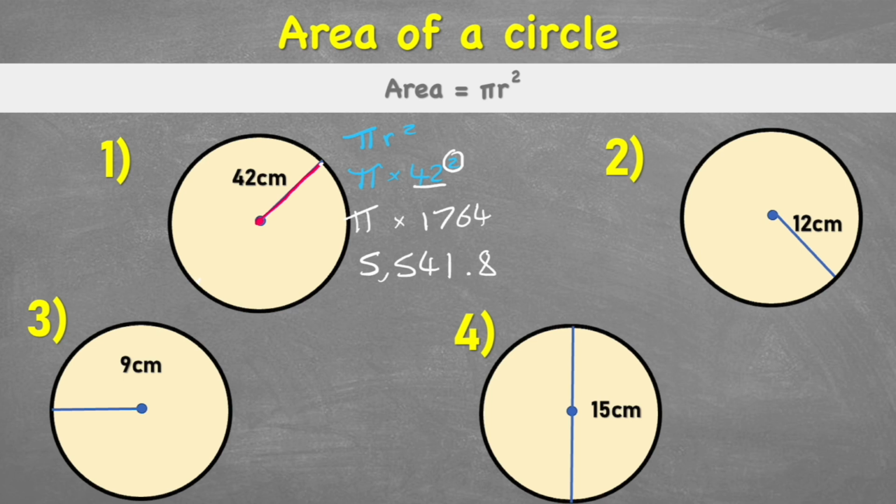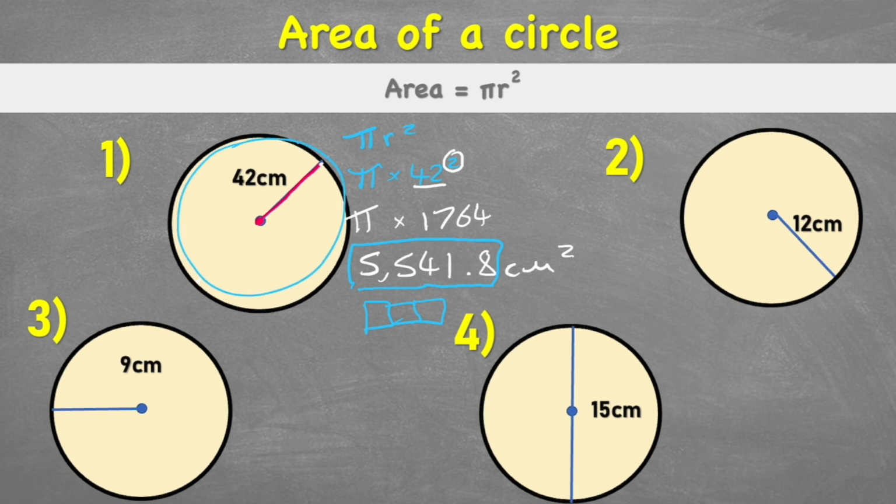Okay, so we got our first answer, 5541.8 centimeters squared. Because what this answer is telling us is that we would need 5541.8 square centimeters that would cover this circle. Okay, awesome. Let's move on to question 2.